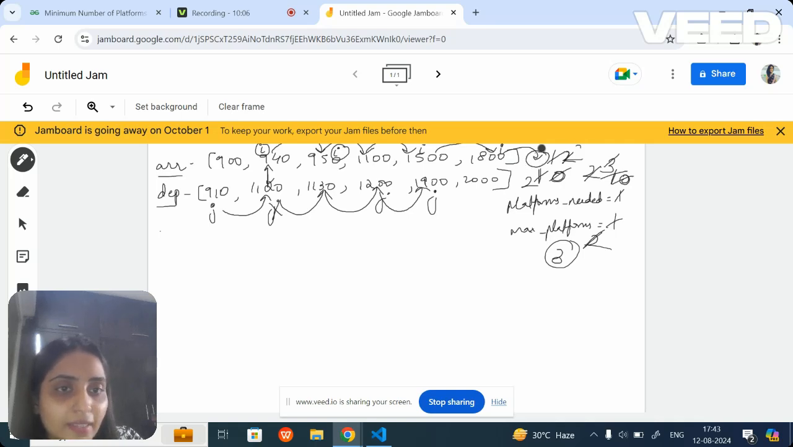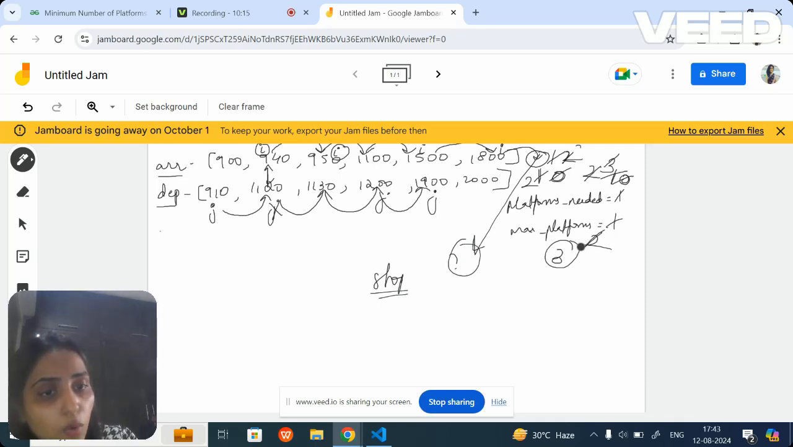I don't find anything. Correct? I don't find anything, so I stop the loop because now I have got the maximum as 3, and this is my answer. So when any of your loop stops, right, that is the end. That is when you will understand that these are the minimum number of platforms required. Okay, so the minimum number of platforms required are 3. So how do we solve this question?